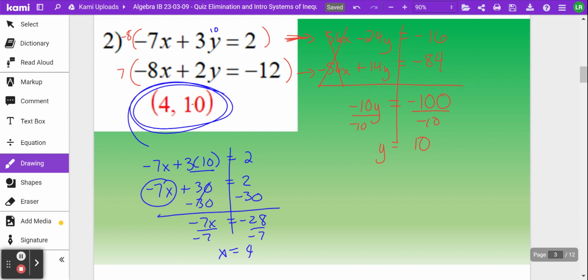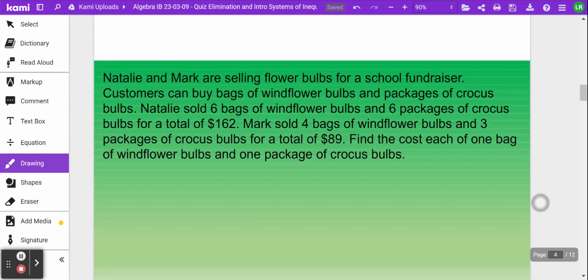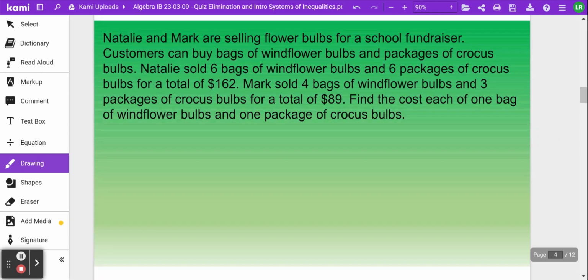This last one before we take our quiz is the word problem. So here we are. When I do this problem, and a reminder, on your quiz you do have to do this step: you have to tell me what your variables mean. I'm going to use W to be the price of the windflower bags, and C to be the price of the crocus bulbs. Okay, so let's pause the video and give the students 5 minutes to complete this problem.